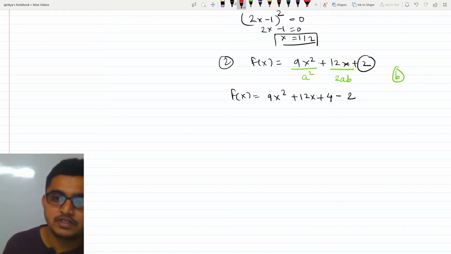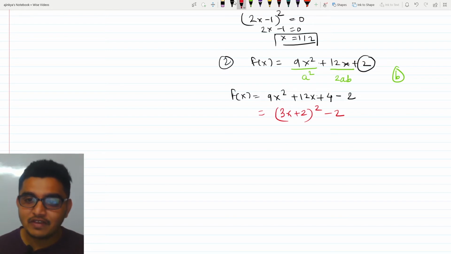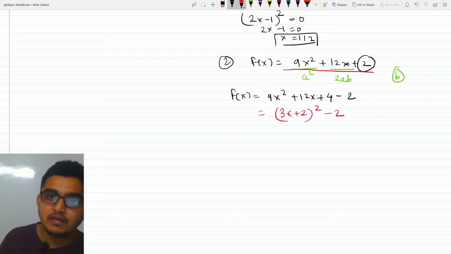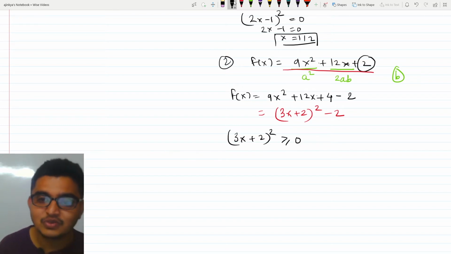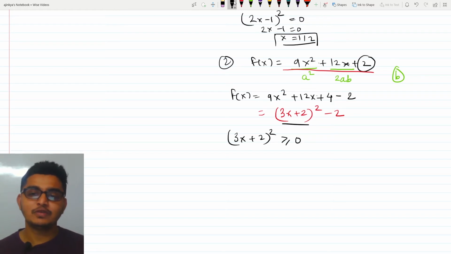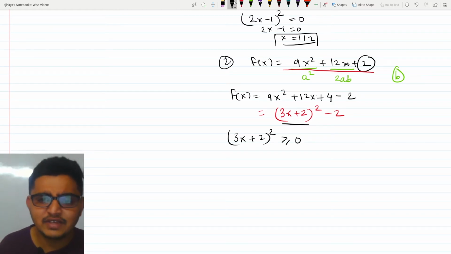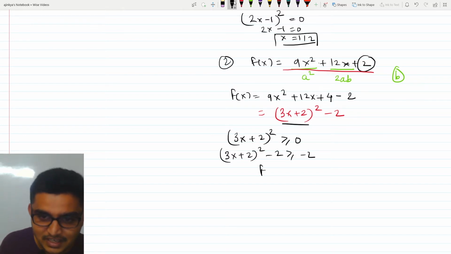virtually made no difference. So by this you get (3x + 2) whole squared minus 2, and now you can say that we have converted this particular function in such a way that we can use the formula of (3x + 2) whole squared being greater than or equal to 0. Now if any number squared is greater than or equal to 0, which means positive, can we say that if we subtract 2 from both sides, it is going to be the same term, isn't it? And by this we can clearly state that f of x is greater than or equal to minus 2.